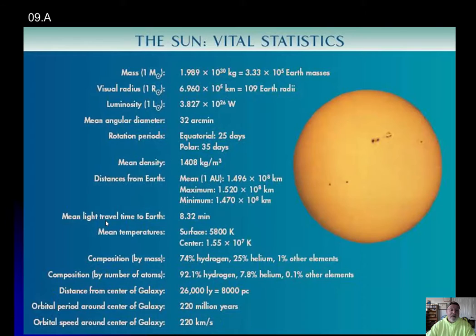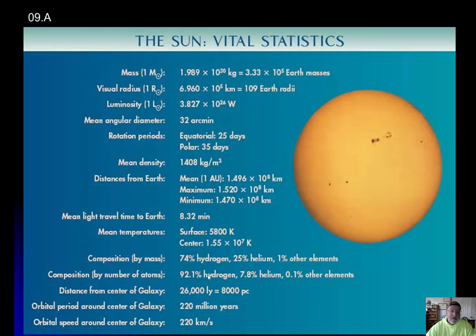Is there anything else I wanted you to get on that? Mean distance, understand that we do get farther away and closer to it when we talk about perihelion and aphelion. Mean distance, I would like you to know that light traveling to the Earth takes about 8.5 minutes. Surface temperature, we'll talk about those later on. Its composition is 74% hydrogen and 25% helium with a whole bunch of other elements. Remember, we found the elements in the periodic chart on the Sun.